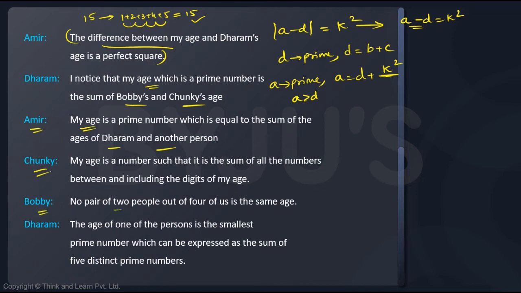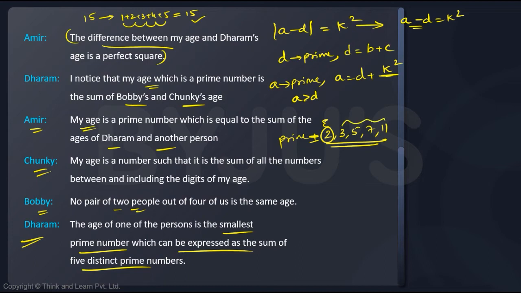Bobby says no pair of two people out of the four of us is the same age, which means A, B, C, D are all distinct. Now, Dharam says the age of one of the persons is the smallest prime number which can be expressed as the sum of five distinct prime numbers. Now, if you start with 2, 3, 5, 7 and 11, the problem is the sum will not be a prime number, because you need the sum also to be prime. When there is an even number plus 4 odd numbers, this is not possible. So 2 cannot be one of these numbers.